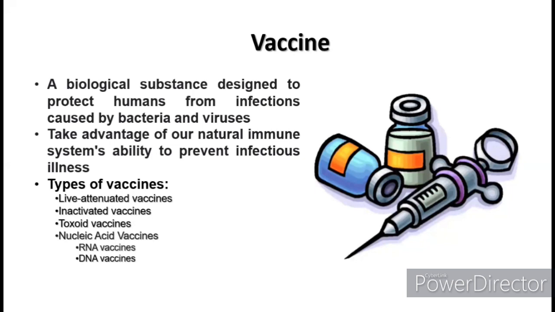Today we are going to present a comprehensive overview of mRNA-based COVID-19 vaccine. A vaccine is a biological substance that protects humans from infectious disease by utilizing the body's own immune system. There are several types of vaccines: live attenuated vaccines, inactivated vaccines, toxoid vaccines, and nucleic acid vaccines like RNA and DNA.